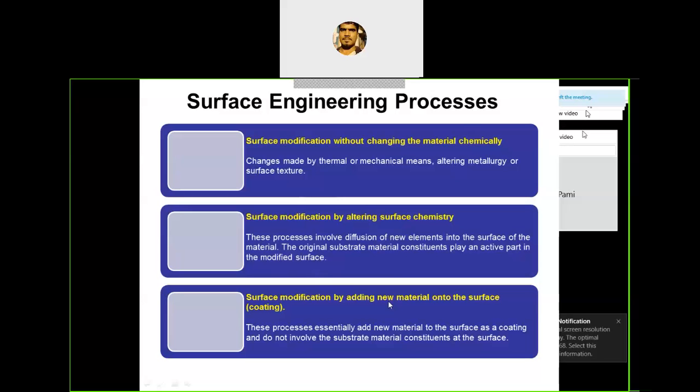Substrate means the base material. There is no contribution from the base material. The base material is independent. Only that layer will contribute to the action. Clear? That is what coating. These are the three categories. First one is without changing the surface chemistry. Second one is with changing the chemistry. Third one is we are adding new material. That is what coating.